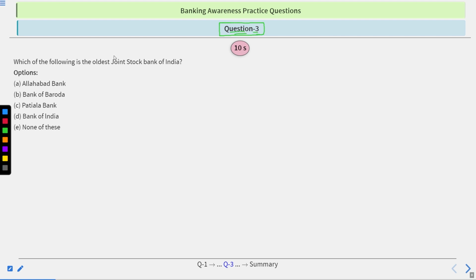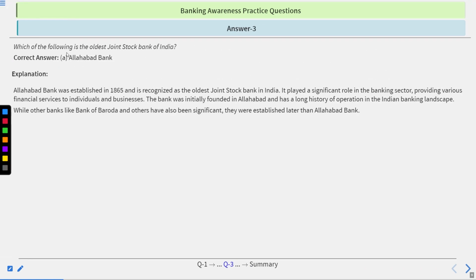Which of the following is the oldest joint stock bank of India? Here are the options: Allahabad Bank, Bank of Baroda, Patiala Bank, Bank of India, and none of these. Answer this. Again, you have 10 seconds, then I will give you the answer. Your time starts now. Okay, the time's up. The correct answer of this is Allahabad Bank.